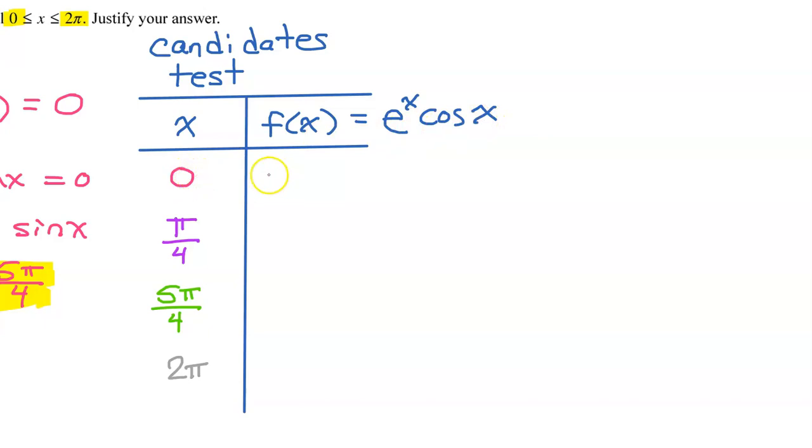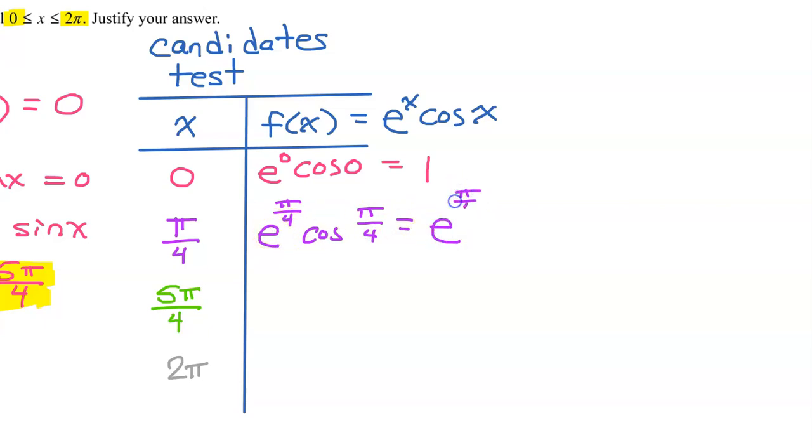Let's evaluate at 0. That will be e to the 0 power times cosine of 0. E to the 0 power is 1, and cosine of 0 is also 1. So this has a value of 1. How about pi over 4? So that will be e to the pi over 4 power times the cosine of pi over 4. So I have e to the pi over 4 power. The cosine of pi over 4, some people like to say radical 2 over 2, as I mentioned earlier in this video, but my favorite is to actually say 1 over radical 2, which means the same thing.